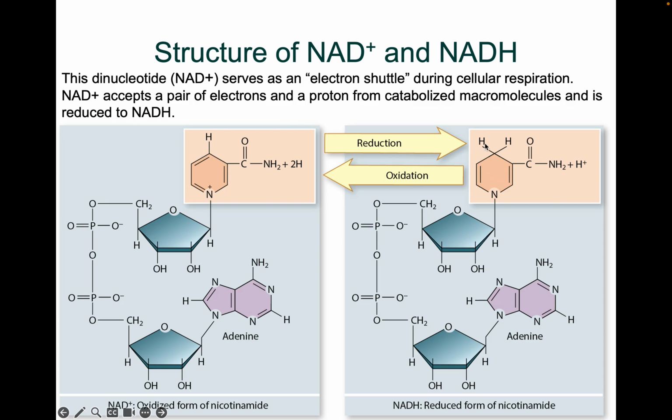Look what happens. So basically you have the acceptance of H, and you also get electrons coming in here and also here. So you get two electrons and a hydrogen proton. So then it gives you NADH. This is the reduced form of the nicotinamide.